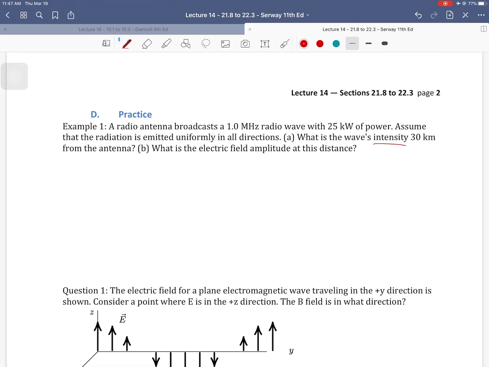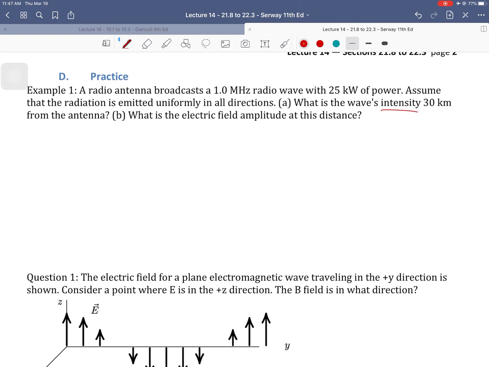Hello and welcome back. Now we're going to look at some problems for practice. Zoom in a bit here.